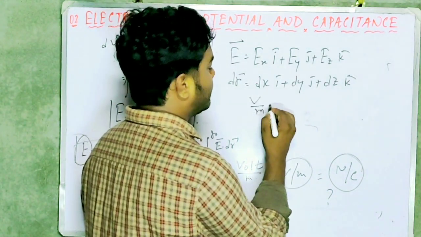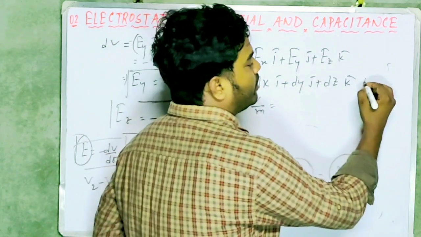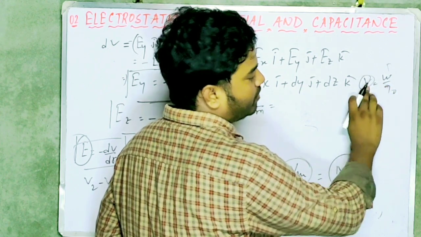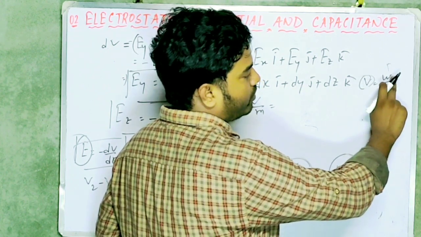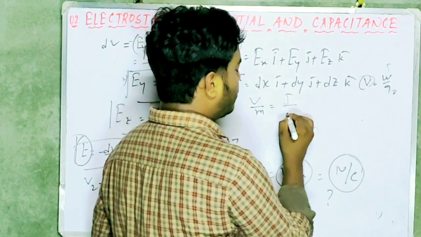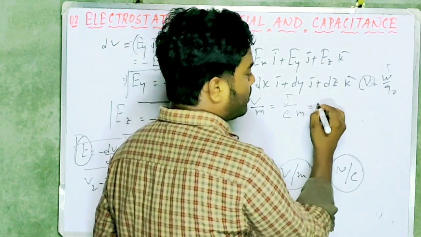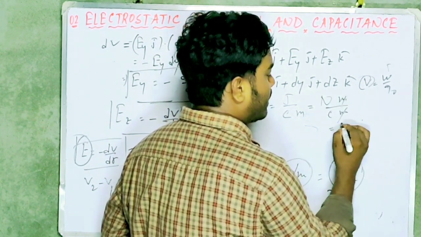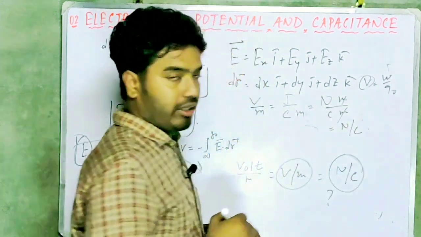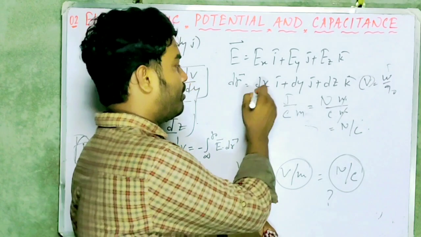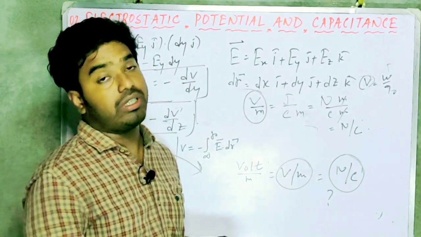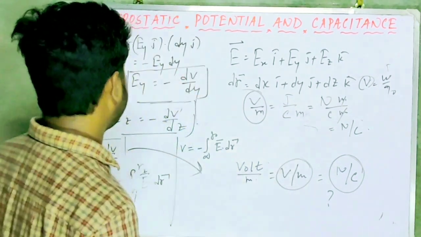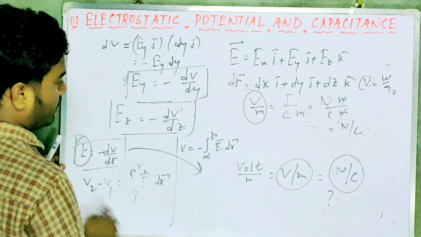Volt per meter. Volt means V, that is W by q naught. So the unit of V is volt, that is joule by Coulomb, and there is a meter. And what is the value of joule? You know, that is Newton meter. So Newton meter by Coulomb meter, the meter cancels out. That is the unit of electric field, Newton per Coulomb. Also the unit of electric field is volt per meter. Both are same. Now take some numericals related to this expression. This is an important, vital expression.